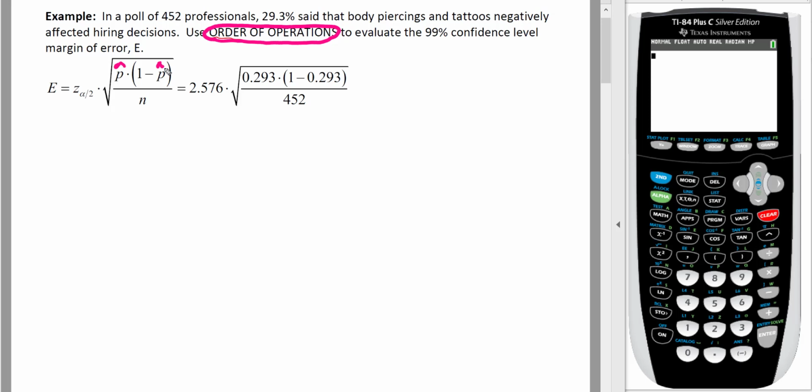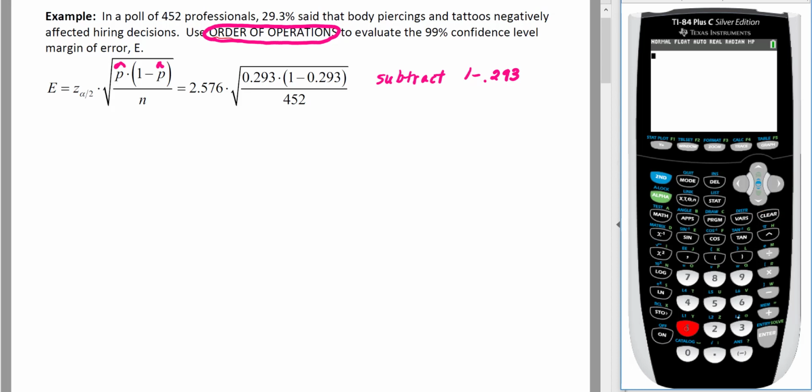So in order to do this, first the order of operations: we do have roots, we do have parentheses, so we'll do the parentheses first. So we're going to go ahead and subtract 1 minus 0.293. On our calculator, 1 minus 0.293 is equal to 0.707. This sometimes is known as q hat.